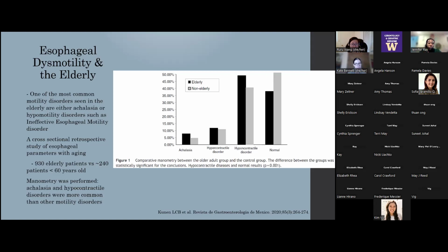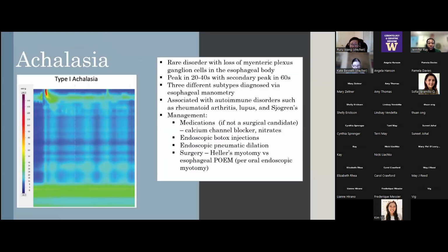This is a cross-sectional retrospective study of esophageal manometry parameters with aging, and they pulled 930 elderly patients over the age of 60 versus around 240 patients less than 60 years old. So there's a numbers discrepancy, but they at least have a large elderly patient population. They found that with the manometry study, achalasia and hypocontractile disorders were more common than others. You can see in this graph that being statistically significant. So that's kind of the flavor of what you're going to see.